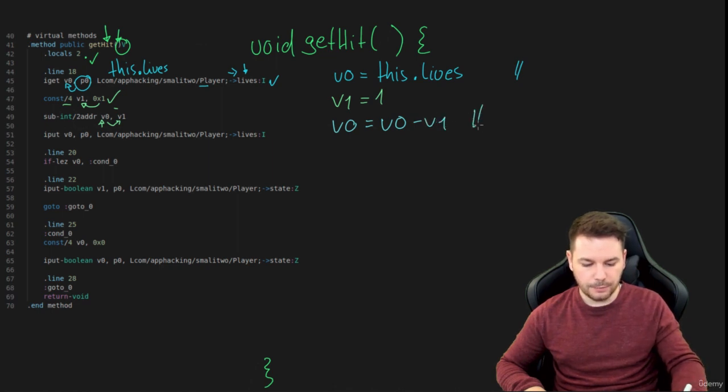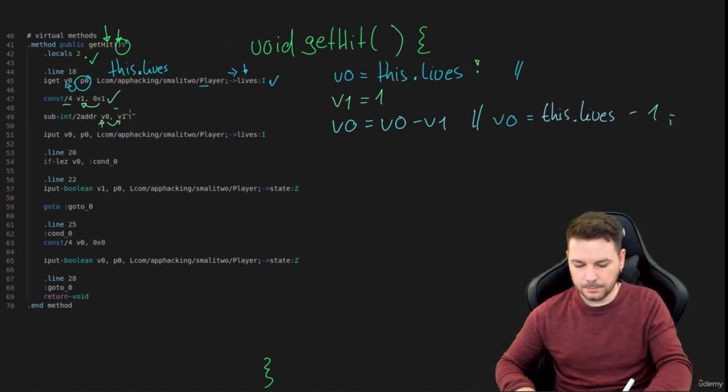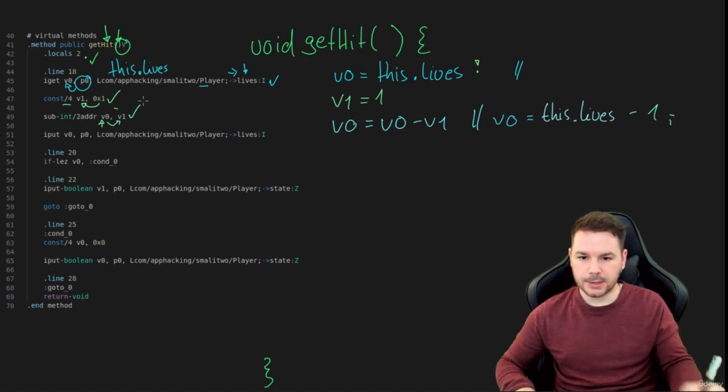If we replace our v0 with the reference over here, v0 is holding this.lives. This means our v0 is now equal to this.lives minus v1, and v1 is 1. So minus 1. This is what this line does, regarding the setup of the registers before.